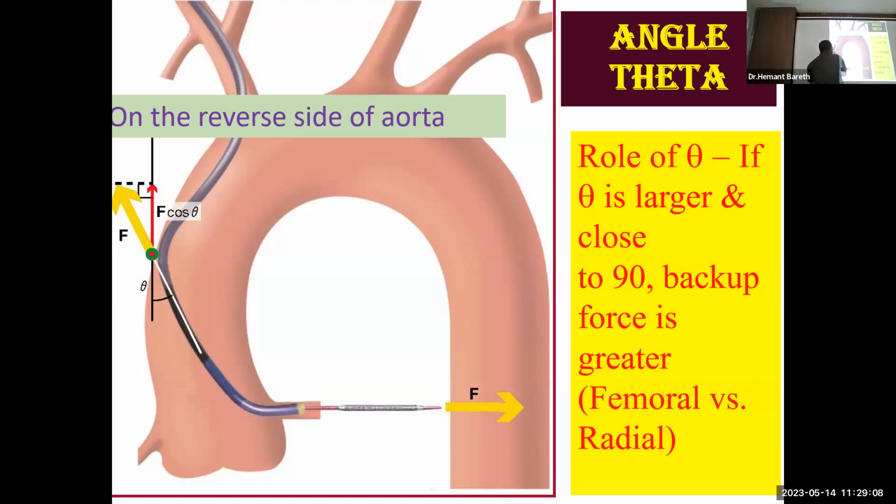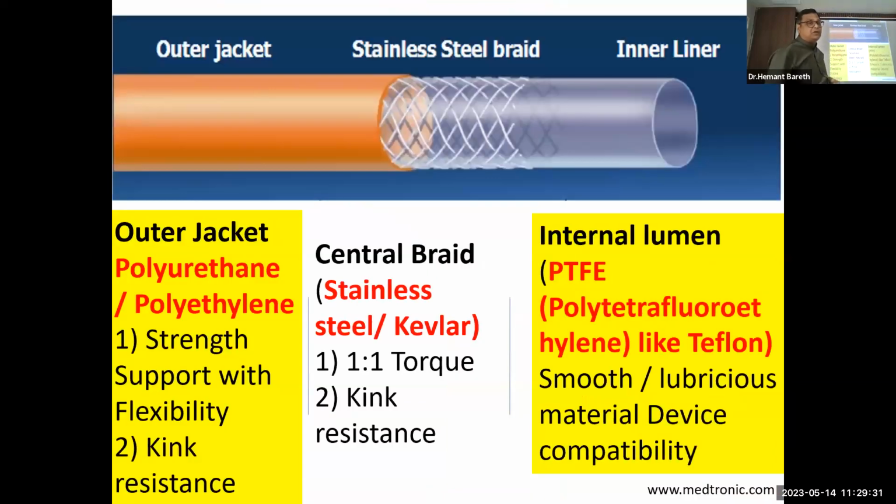If it comes from up, then this angle will be narrow. You can understand, if you use a right radial and it comes like this, then this angle is narrow. But if it is coming from here and then going here, this angle will be more. I hope this is clear. So this angle theta determines one of the ways to increase support to the PTCA procedure.